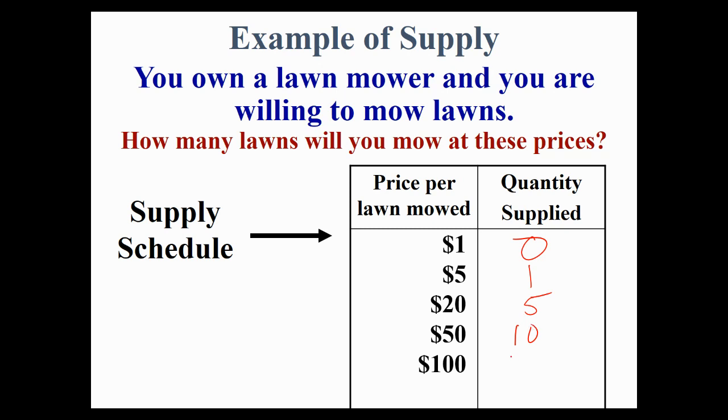At $100, heck, I'll try to maybe do 20 lawns a day. And at $1,000, man, if I could do 50 lawns a day, that would be awesome. Now, I don't know if I have the capabilities of that, but as you can see, as the price goes up, we're willing to mow more lawns. And that shows the relationship of the supply schedule. So you can see as the price went up, the amount of lawns you're willing to cut dramatically increases.